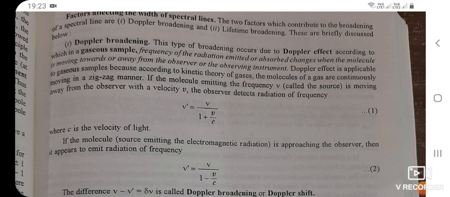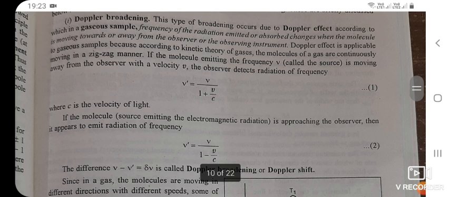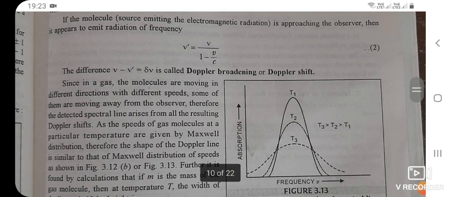If the molecule emitting the frequency nu, called the source, is moving away from the observer with a velocity v, the observer detects the radiation of frequency nu dash equals nu upon 1 plus v upon c. If the molecule source emitting the electromagnetic radiation is approaching the observer, then it appears to emit radiation of frequency nu dash equals nu upon 1 minus v upon c. The difference nu minus nu dash equals delta nu is called Doppler broadening or Doppler shift.